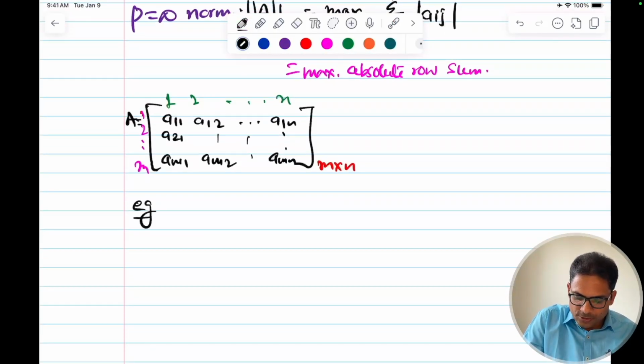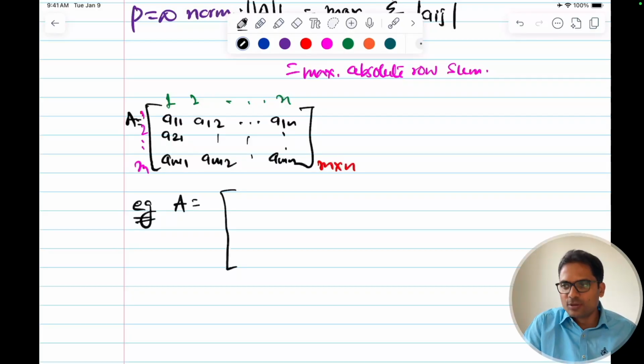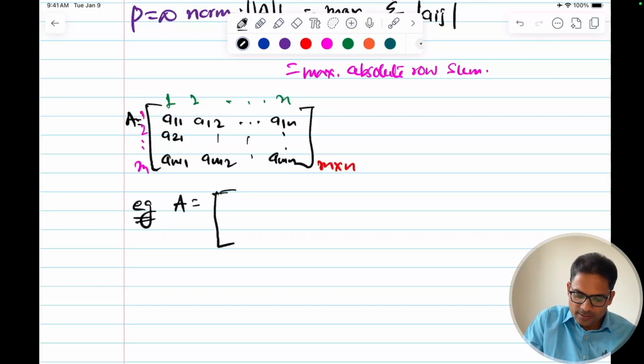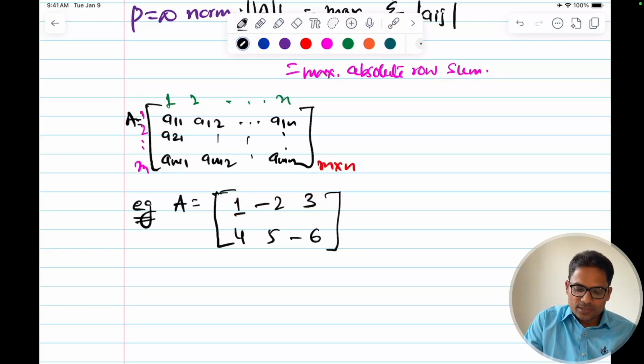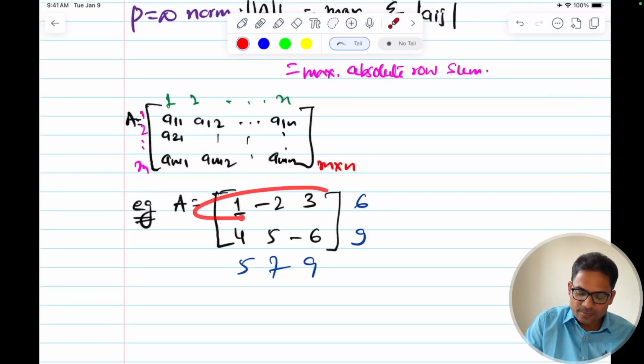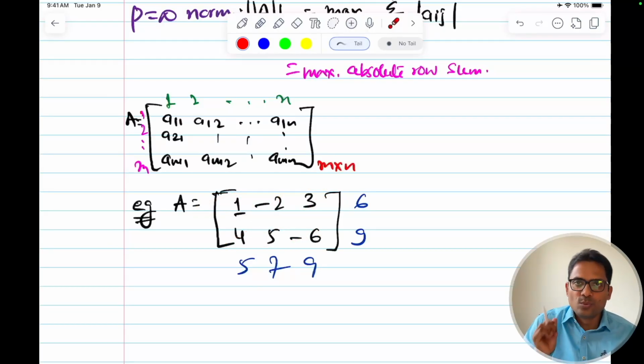So for example, your A is equal to, so it is taking absolute values, I'll take a smaller matrix. You have 1, minus 2 and 3, and you have 4, 5 and minus 6, say. We have to take absolute values of each one and take the sum. If I'm taking column sum first, 1 plus 4 is 5. Here absolute value of 2 and 5 is 7, and absolute value of 3 and 6 is 9. On the row side, 1 plus 2 plus 3 is 6, and 4 plus 5 plus 6 is 9. Only the magnitude we are measuring.